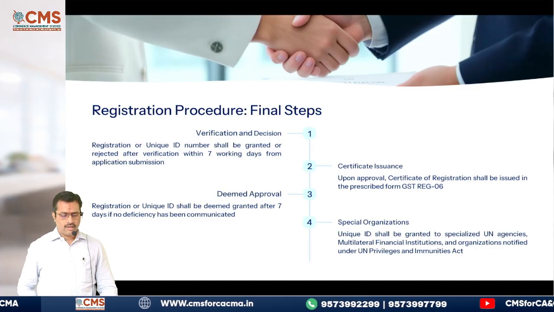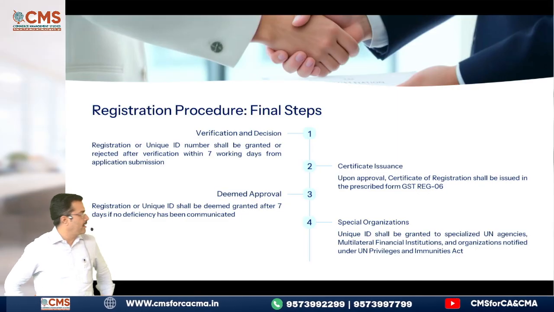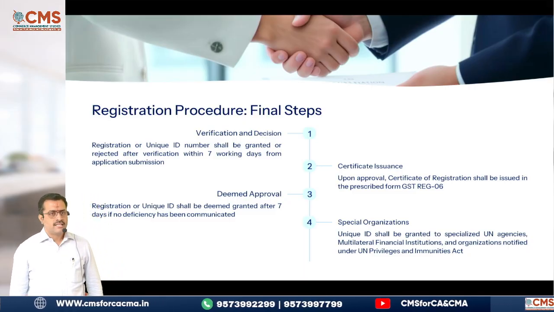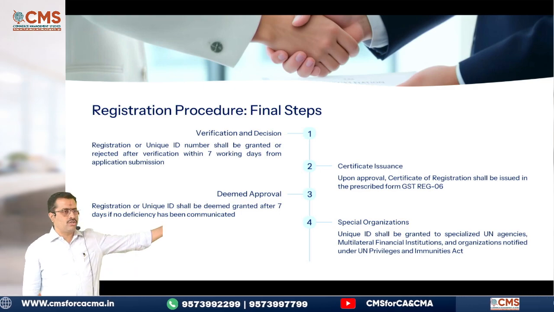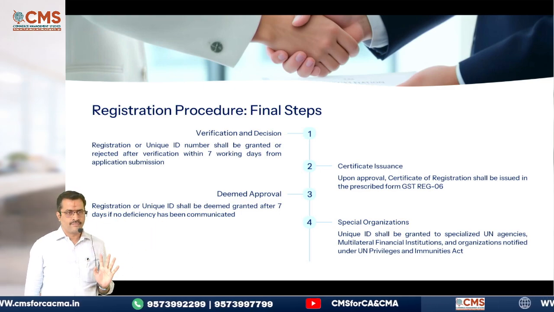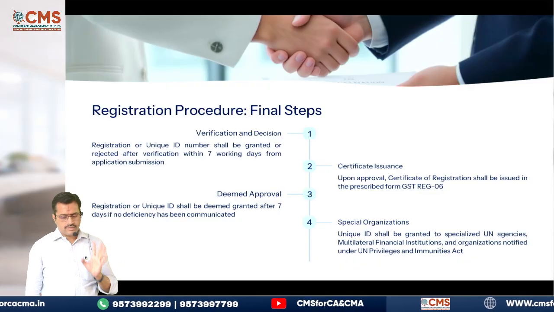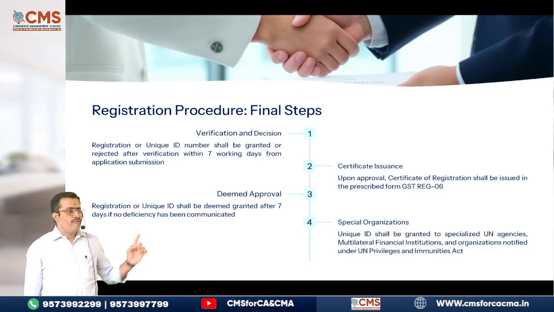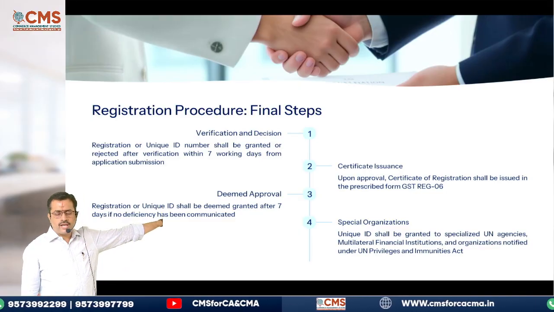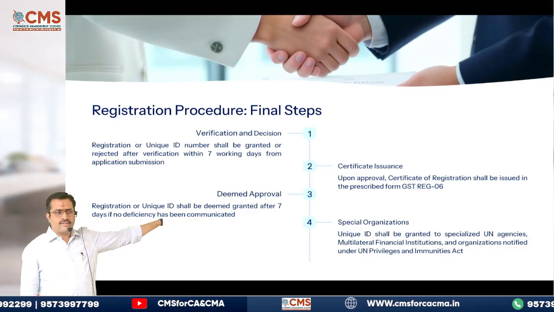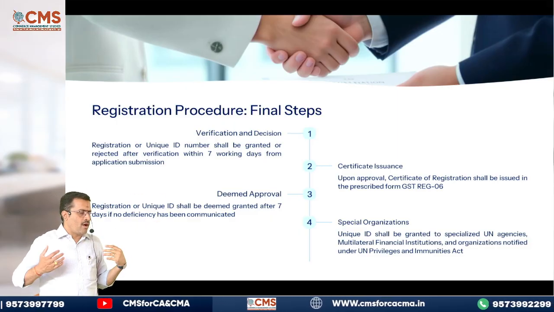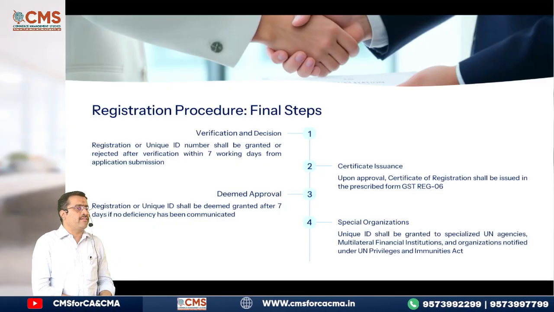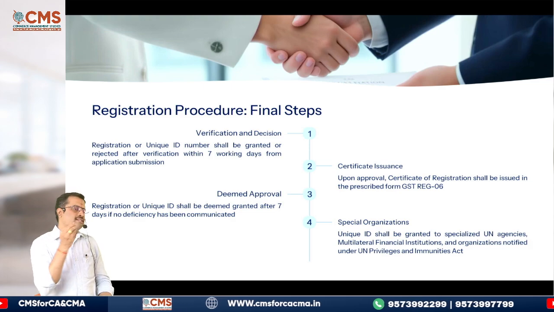Then comes your registration procedure. Final steps. What are they? Verification and decision. As I told, registration number or unique identity number shall be granted within 7 days. After that, certificate. They will issue the certificate in GST REG 06. REG means registration. Okay, REG 06 they will issue the certificate. Then, deemed approval. What do you mean by deemed approval? If you don't get any query from the officer within 7 days. If the officer is not satisfied with your application, he should raise a query within 7 days. If he does not raise any query within 7 days, it is deemed that your registration has been approved.